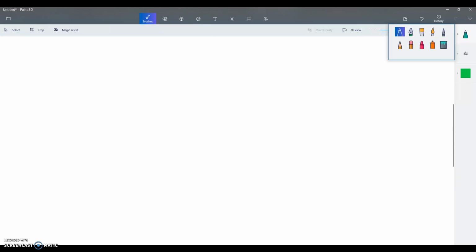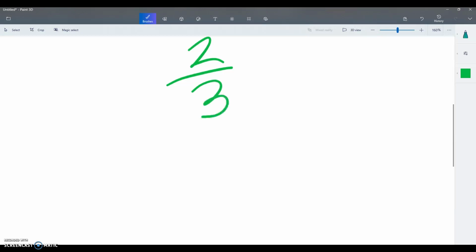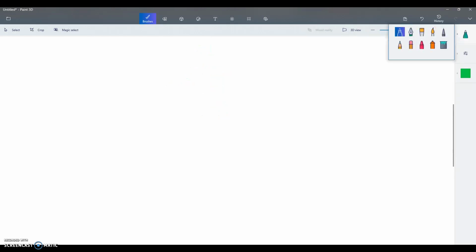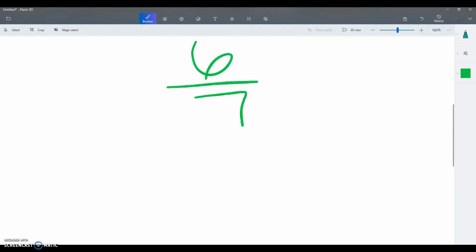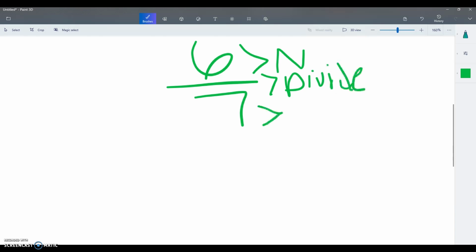Alright, do 2/3 on a fraction bar, please. Oh, we already did that. Oopsies. The wrong group. Right, 6/7, please. And remember I told you: numerator, divide.